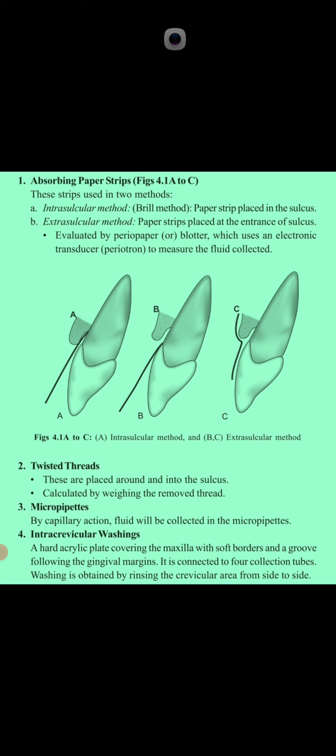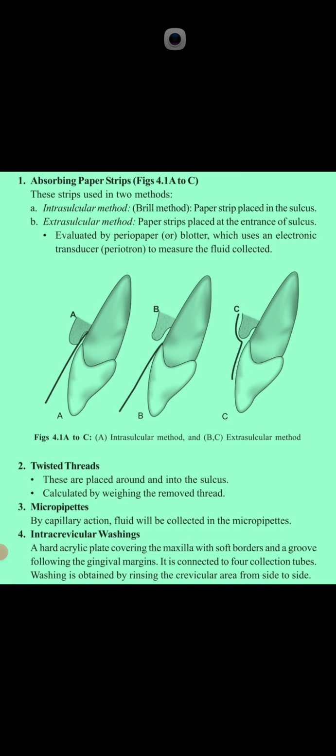Now we come to the second method, which is twisted threads. Here we place twisted threads around and into the sulcus, and the fluid is calculated by weighing the removed thread. We weigh the removed threads before and after, and after collection its weight will have increased. Third is the micropipette method. Here we place a micropipette, and by capillary action, fluid is collected in the micropipette.